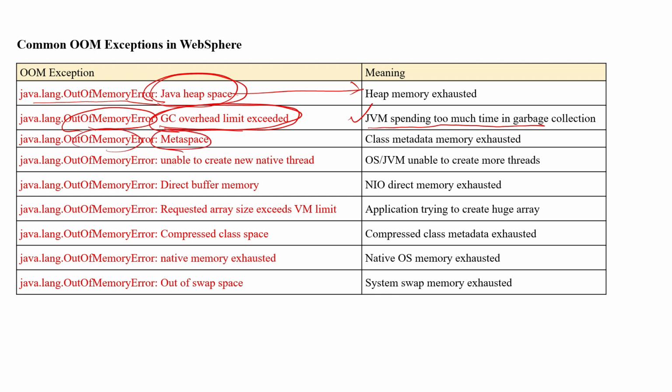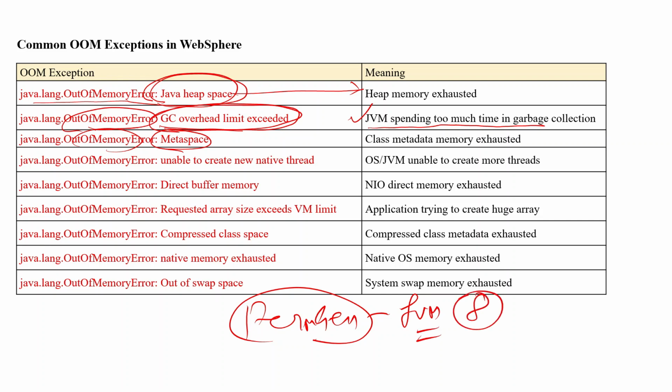Now, if you have an out of memory problem in the meta space, what is meta space? We have discussed in detail in the heap section, right? Earlier we had the permgen parameter, which was inside the JVM heap. Now from JDK 8 onwards, this permgen is replaced with the meta space. So meta space is outside the JVM.